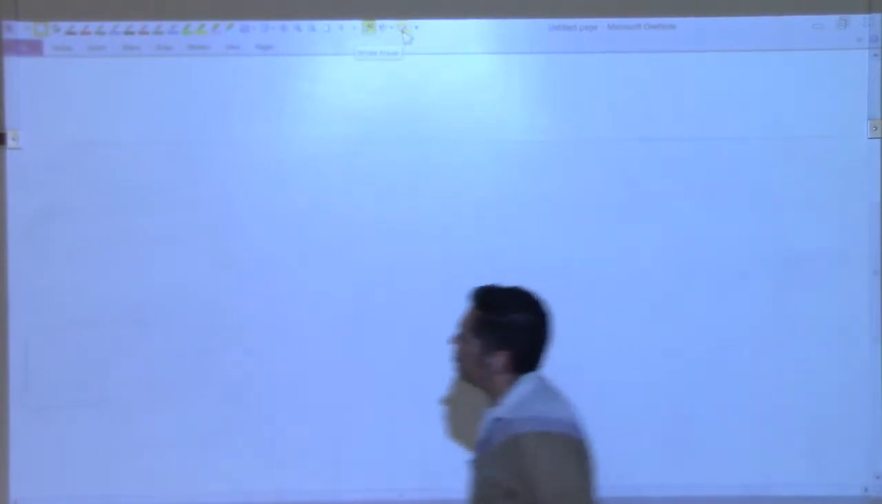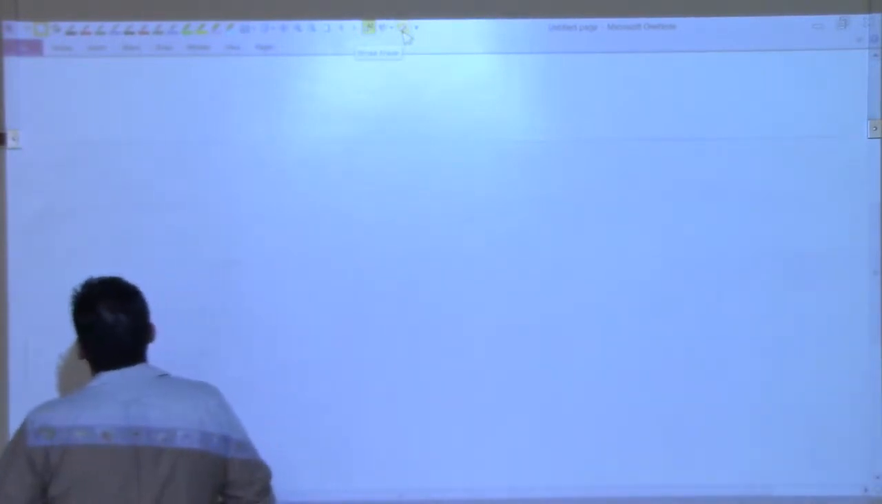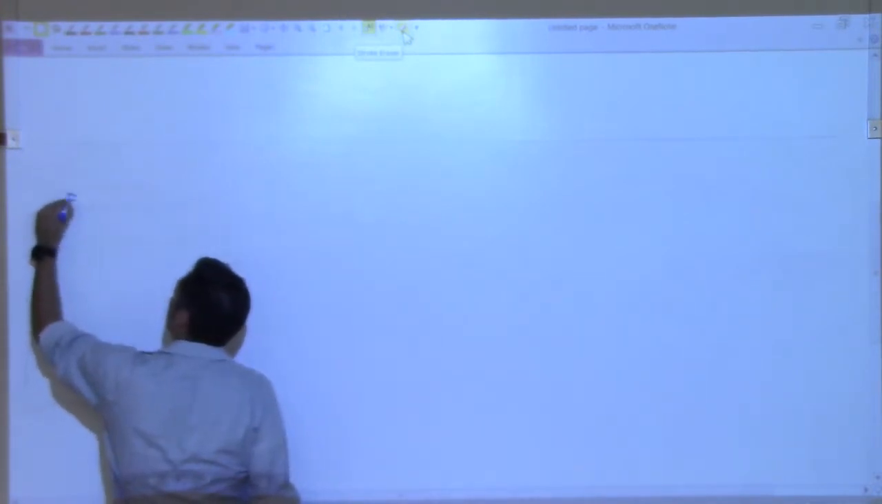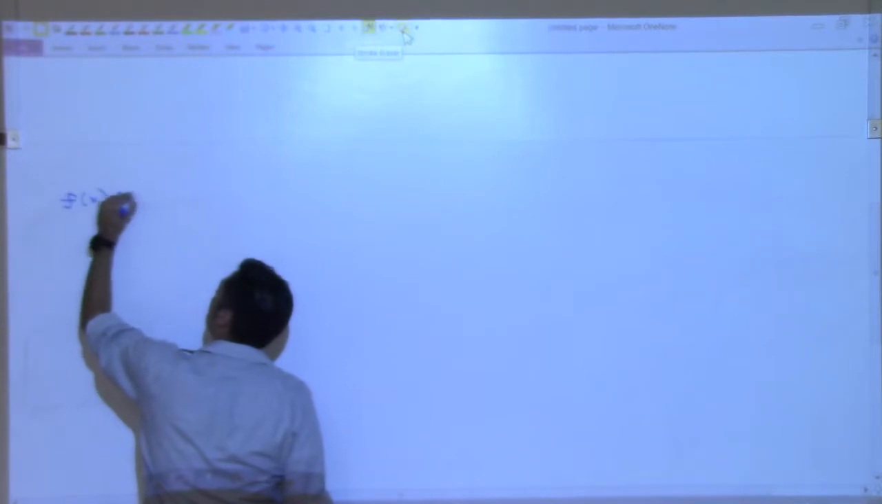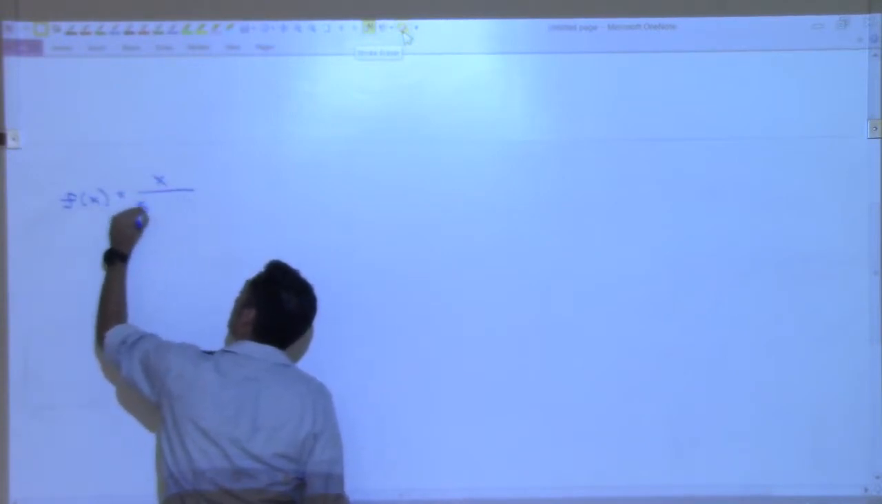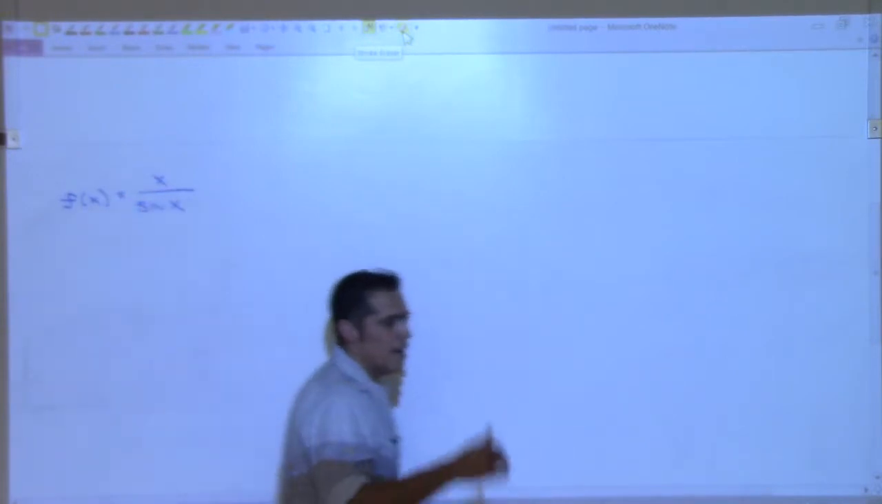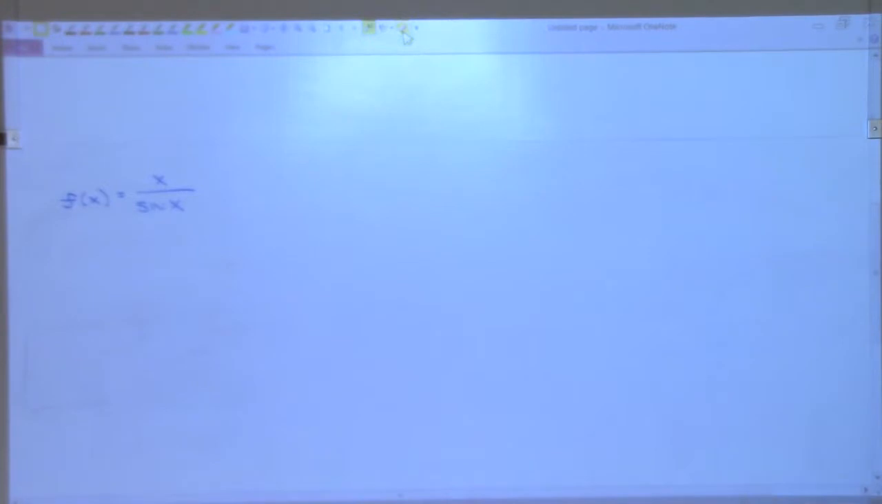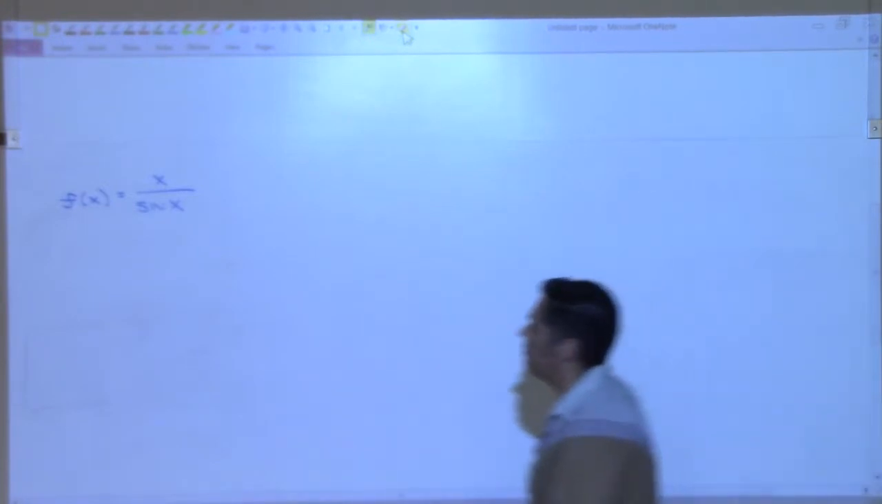All right, let's do something else. Shall we do a quotient rule? Let's do a quotient rule. Let's take that same function and do a slight modification to it. Instead of doing x times sine x, how about x over sine x? Yeah? What's the derivative of this?